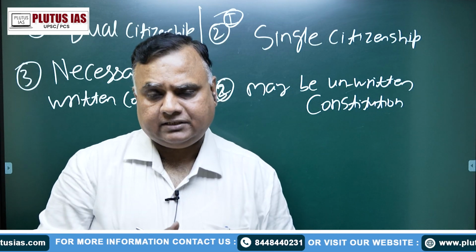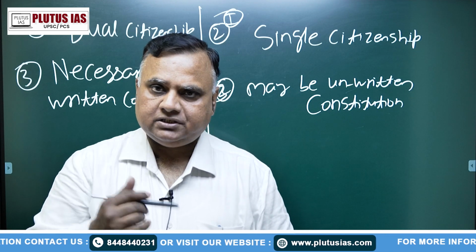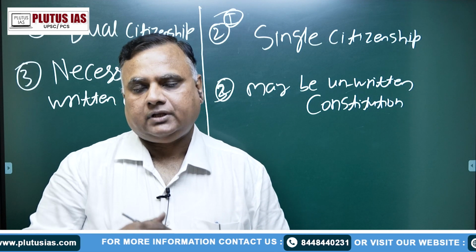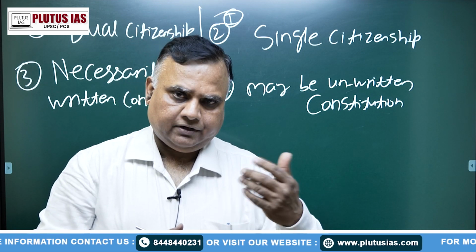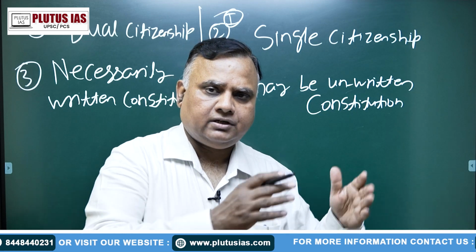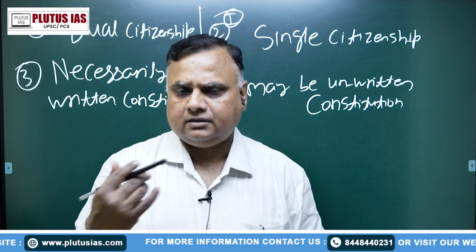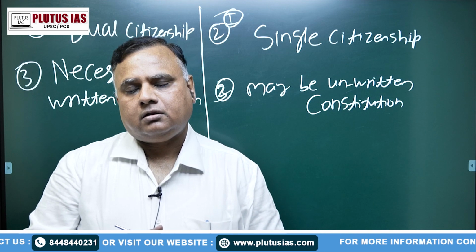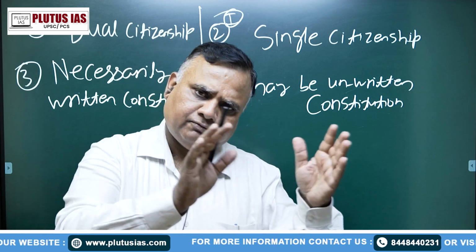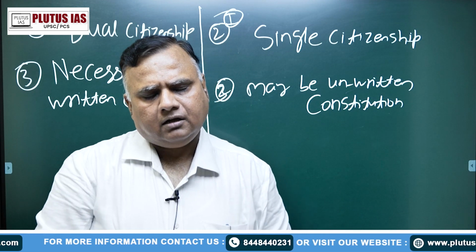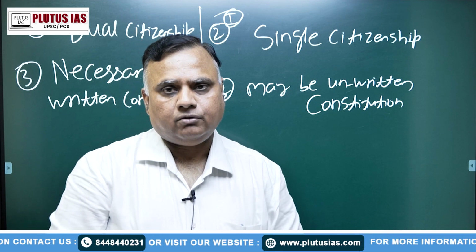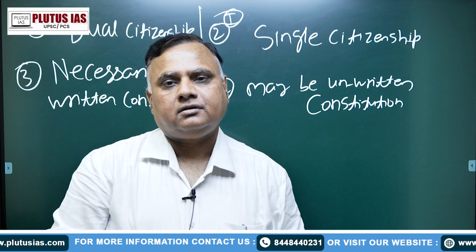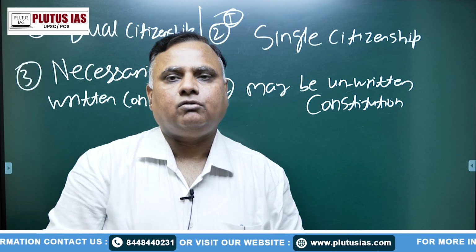There are lists, for example, in US, there is a federal list, there is a state list. In federal matters, only the central government will make law, but in all other matters, states will make law. In Canada, there is a union list and there is a state list. So in the state list, the state will make laws.